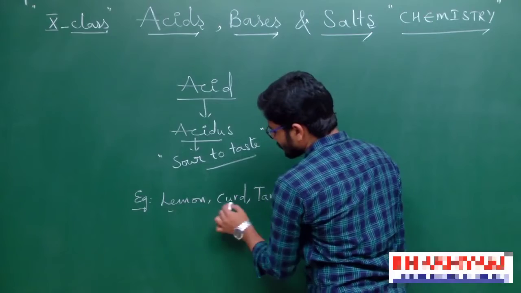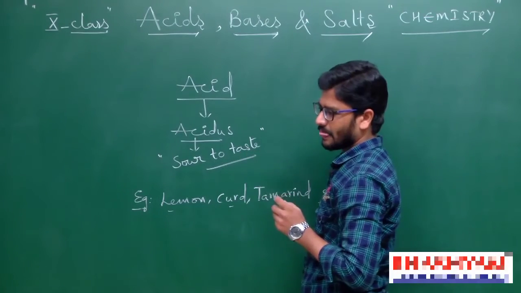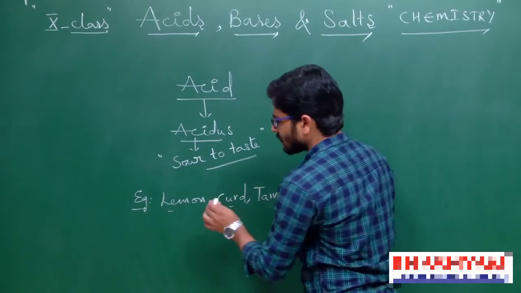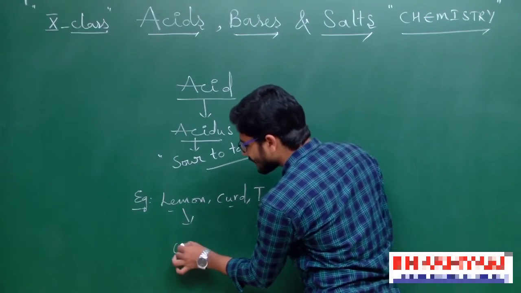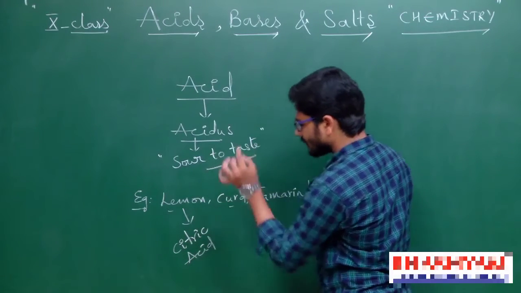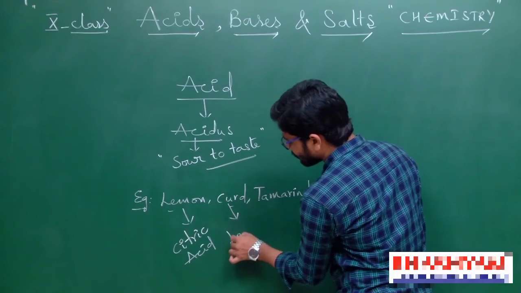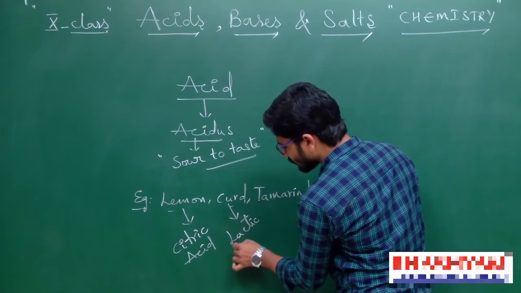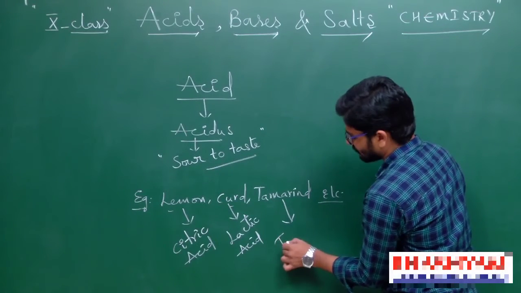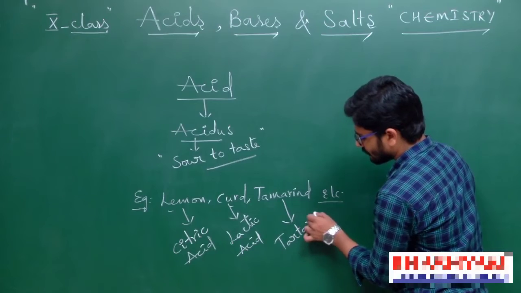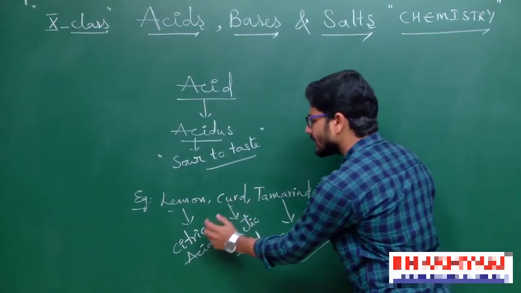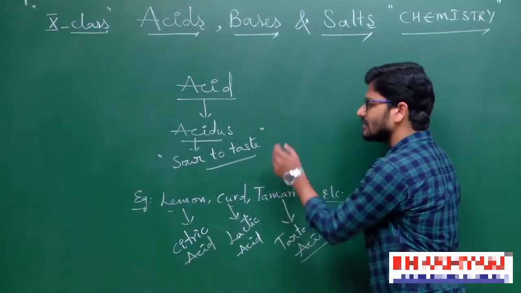Why do these substances taste sour? Because they consist of some acids. For example, lemon consists of citric acid, curd consists of lactic acid, and tamarind consists of tartaric acid. Because of these acids, these substances taste sour.